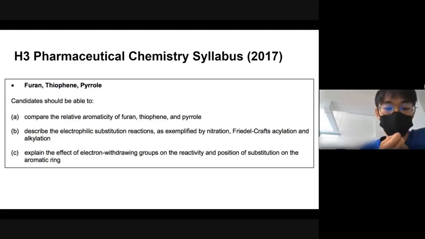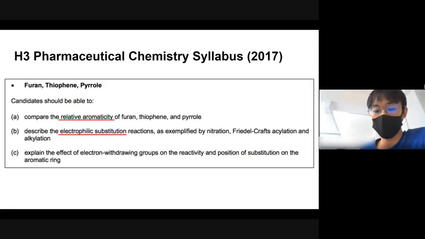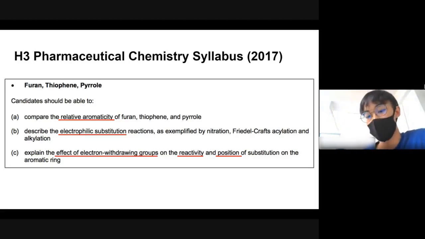So there are three learning objectives or outcomes that you need to know. One, you need to be able to compare the relative aromaticity of the three derivatives. You also need to describe the electrophilic substitution reactions as exemplified by nitration, Friedel-Crafts acylation and alkylation. And lastly, you have to explain the effect of electron withdrawing groups on the reactivity and the position of the substitution. Okay, so now I will just cover the first learning point first, the aromaticity.